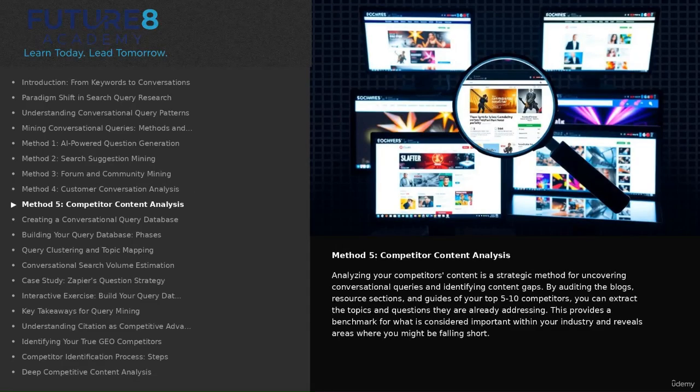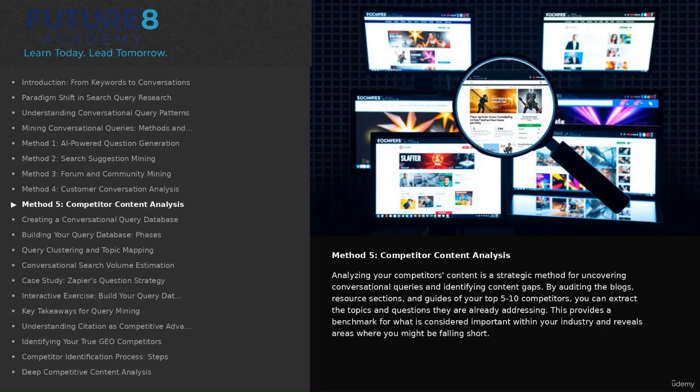Method 5. Competitor content analysis. Analyzing your competitors' content is a strategic method for uncovering conversational queries and identifying content gaps. By auditing the blogs, resource sections, and guides of your top 5 to 10 competitors, you can extract the topics and questions they are already addressing. This provides a benchmark for what is considered important within your industry and reveals areas where you might be falling short.